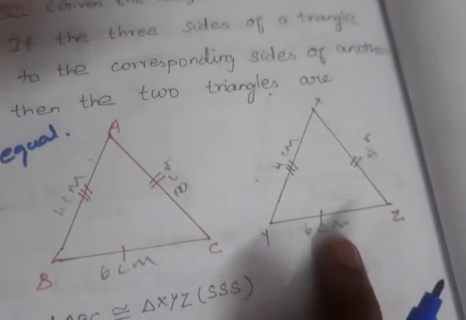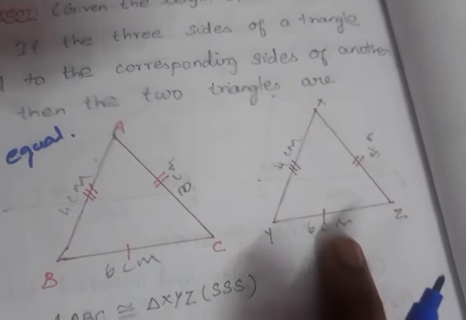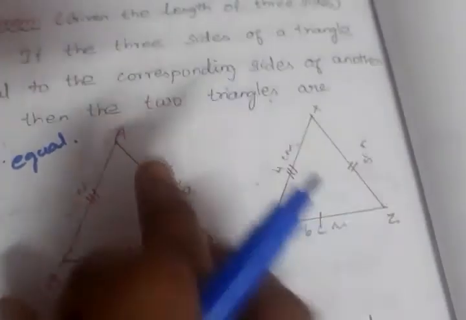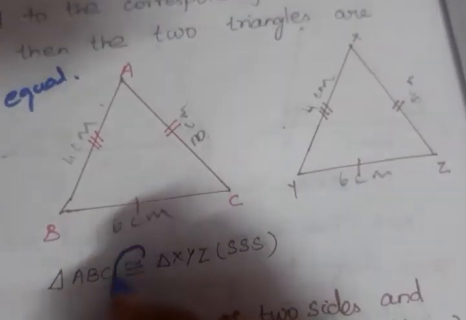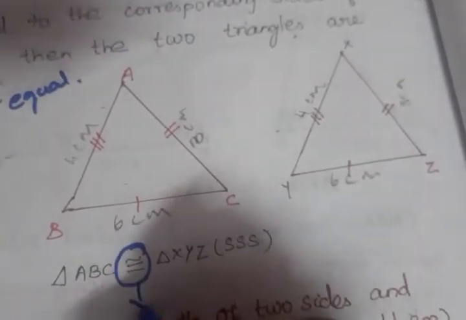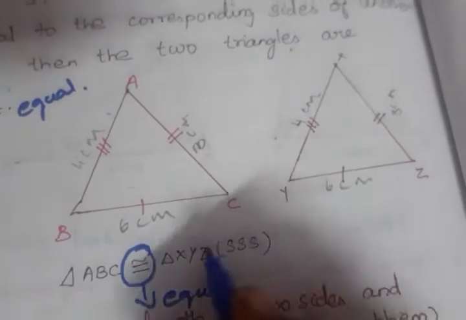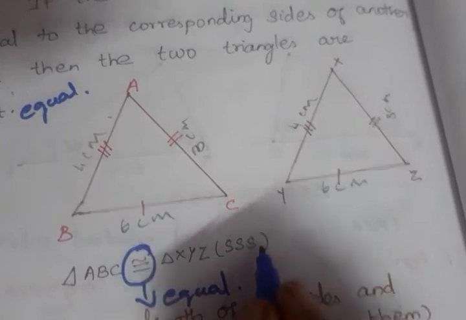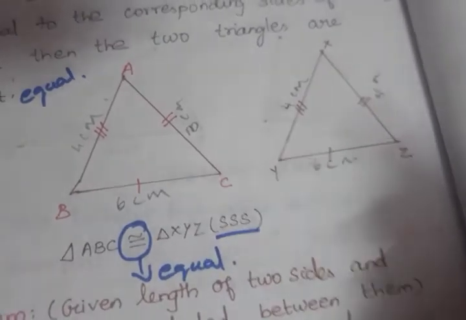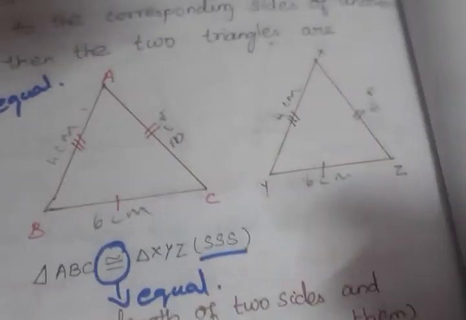Corresponding triangles means equivalent triangles. Okay. So this one triangle and this one triangle are equal. Then triangle ABC, this symbol is congruent. Congruent means equal. Okay. So triangle ABC is congruent to triangle XYZ. This is the SSS theorem. SSS theorem means sides are equal.